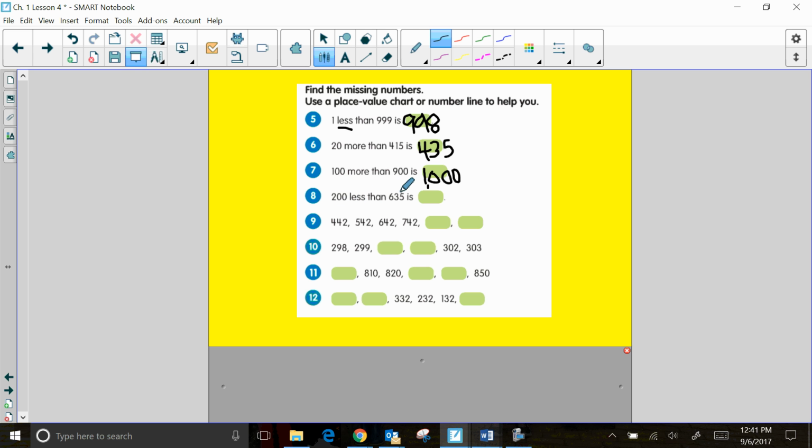200 less than 635. If we're looking at our hundreds and we want to go less, one less backwards would be 500, 635, and then 435.